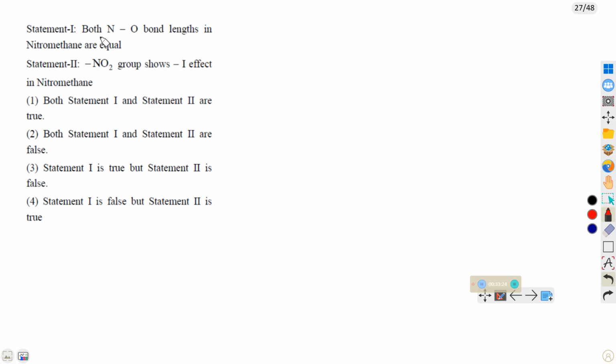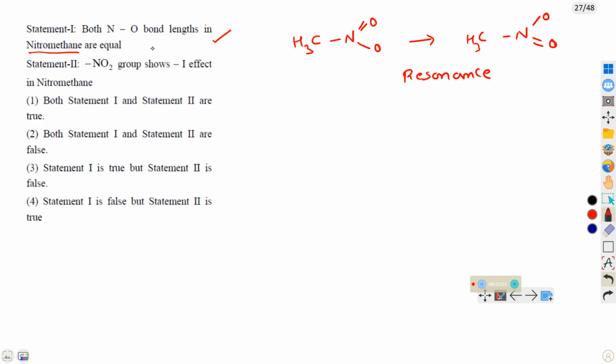Statement 1: Both N-O bond lengths in nitromethane are equal. Correct. Nitromethane formula is CH3NO2. In nitromethane, resonance is possible. It can also be written as CH3N single bond O double bond O. Resonance is possible, so bond lengths are equal. NO2 group shows a minus I effect. Correct. Both statements 1 and 2 are true.